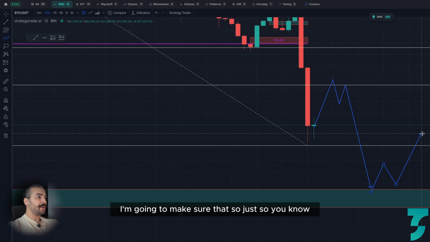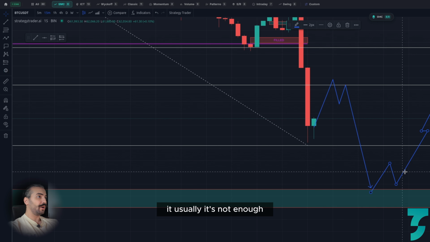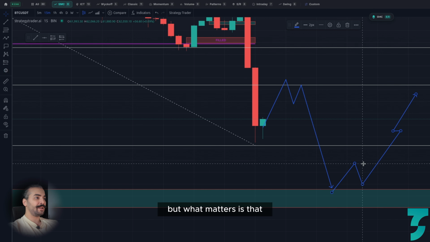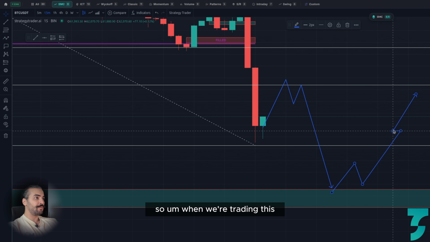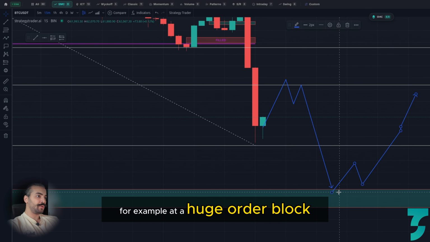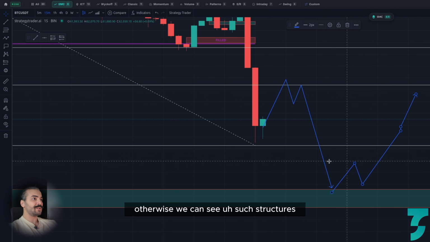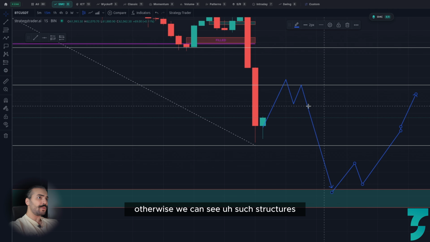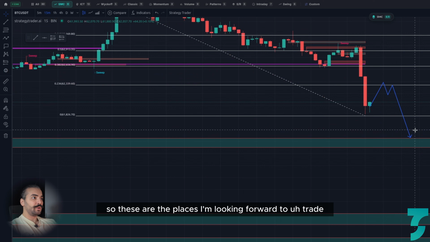Just so you know, having just a structure like this, which is very, very simple and straightforward, is not enough. What matters is that we're trading this at a very important level. So when we're trading this, for example, at a huge order block, and then this structure happens, then we know that we can trust this. Otherwise, we can see such structures, but they might not be reliable. So these are the places I'm looking forward to trade.